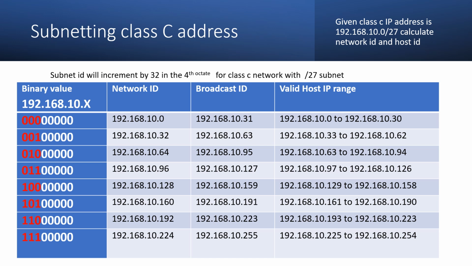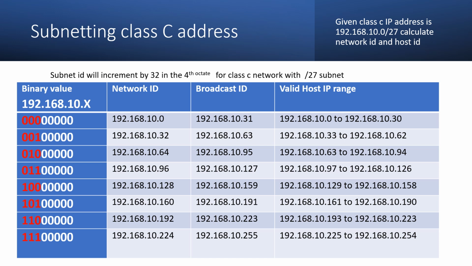Okay, so now we'll go through the subnets in a Class C address. The subnet ID is incremented by 32 in the fourth octet for a Class C network with /27 subnets. So basically, we go by 32. 000 is 0, 001 is 32. Then you add 32 again and it becomes 64, then 96, 128, 160, 192, and 224 for the network IDs.